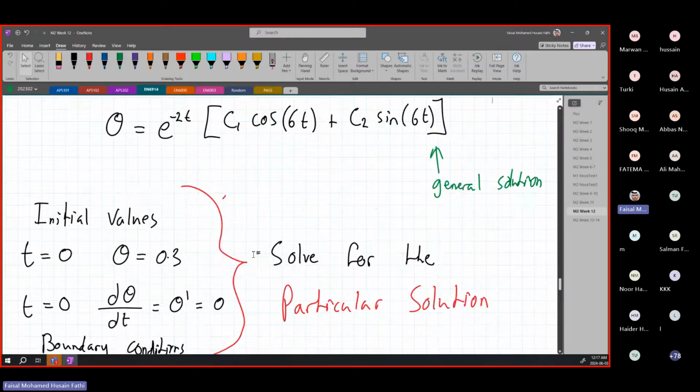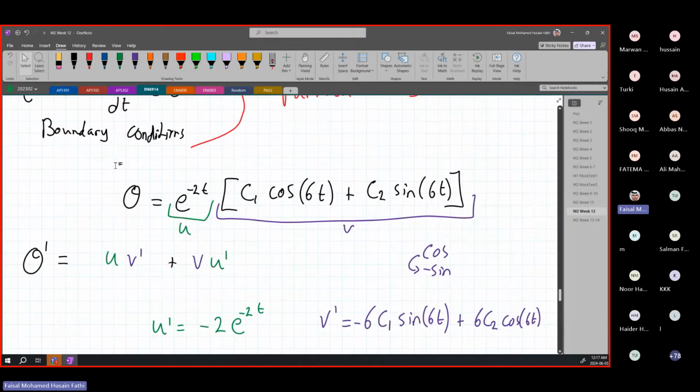Why did we use product rule? Because we are trying to find the differentiation of theta. How are we going to differentiate this? The only way you can do it is using product rule, because we have two functions, two different forms of differentiation. We have an exponential times a trigonometric function. So we have to use product rule. So U times V. All right.